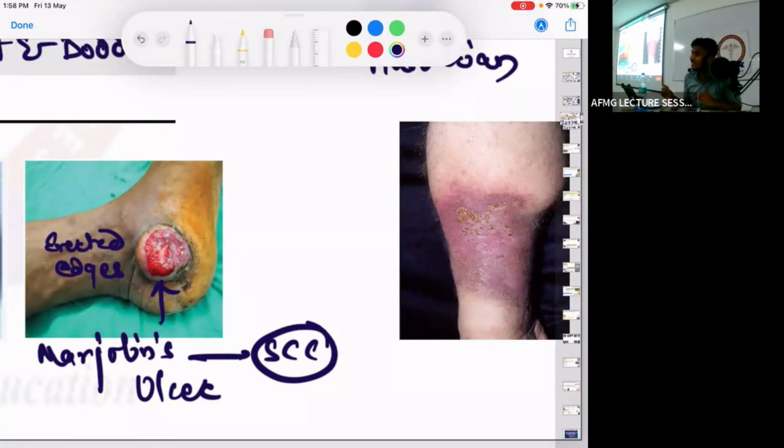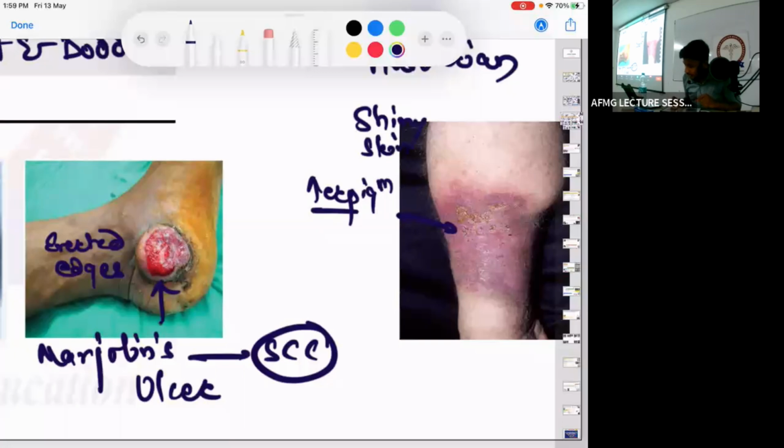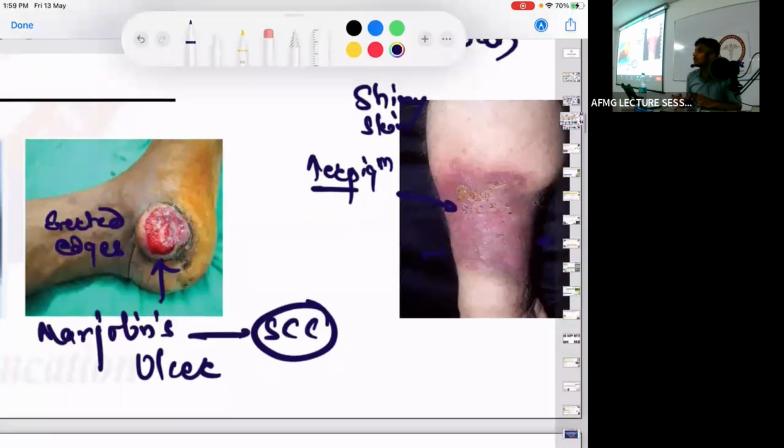क्या क्या दिख रहा है? There would be thin, shiny skin. Along with that, there would be hyperpigmentation or redness. So hyperpigmentation होगा और redness होगा. Okay, thin, shiny skin होगी, and there would be thinning of the leg over here. Okay, there would be loss of fat.